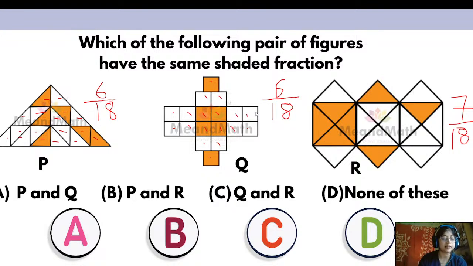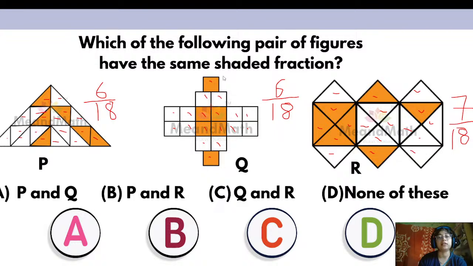Correct. Q and P are 6 by 18 and R is different, which is 7 by 18. Okay, Sriharini also gives the answer. Very good. And R has 1, 2, 3, 4, 5, 6, 7, 8, 9, 10, 11, 12, 13, 14, 15, 16, 17, 18. So again 18. So 18 is common for all the figures. Okay, the denominator is common.